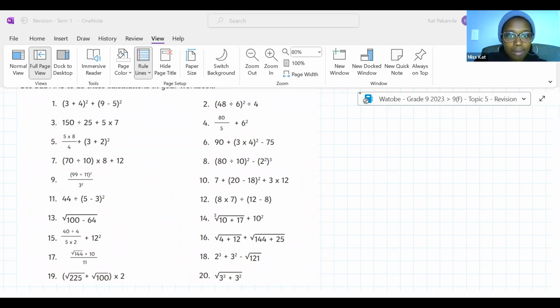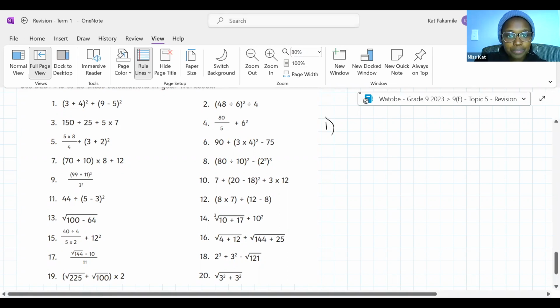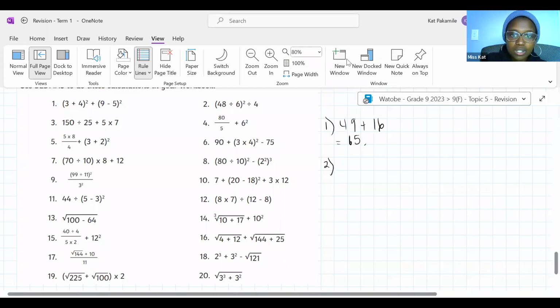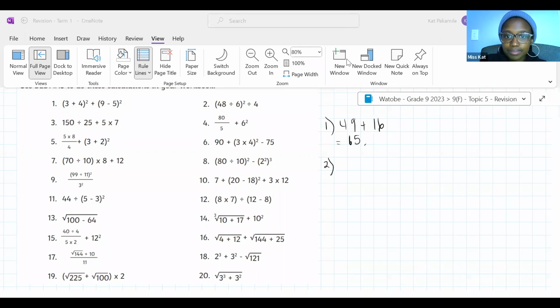Okay, let's check. For number 1, we have 7 squared, which is 49, plus 4 squared, which is 60. That gives you 59, 65. I'm pretty sure I saw answers that were different. I don't know what's going on. But it's fine. I'm going to keep going. You guys will tell me if I make a mistake.